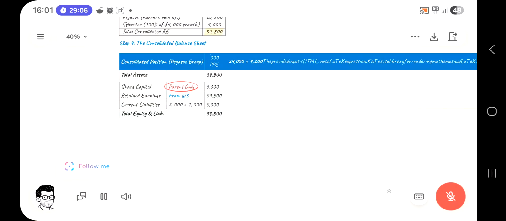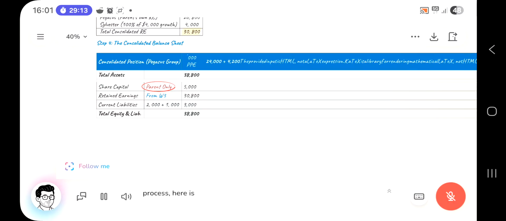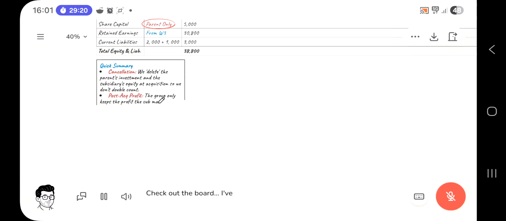All right, let's keep it moving. Since we've walked through the whole process, here's a quick summary and some flashcards to lock in that knowledge. Check out the board. I've summarized the big 3 rules we used today.